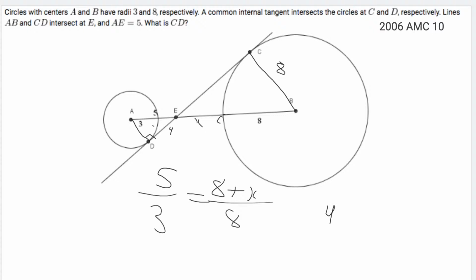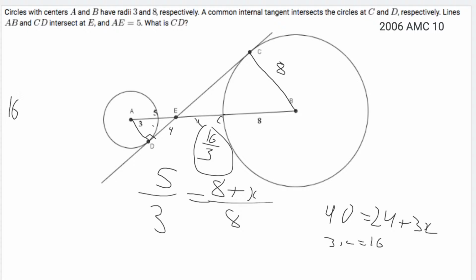So you get 40 equals 24 plus 3X, and 3X equals 16. X equals 16 over 3. And we want CD. That means all we have to do now is add up 16 over 3 and 8 to get the hypotenuse, and then we can use the Pythagorean theorem to get CE.